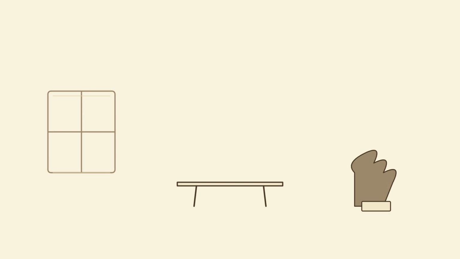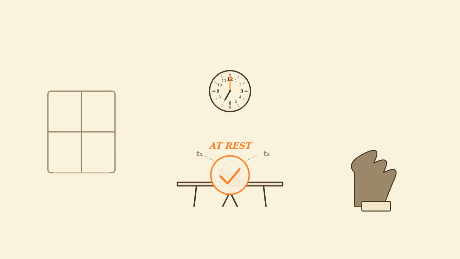Let's start simple. An object is said to be at rest if its position does not change with respect to its surroundings as time passes. If you place a book on a table and walk away, and it's still sitting in the exact same spot when you return, that book was at rest.